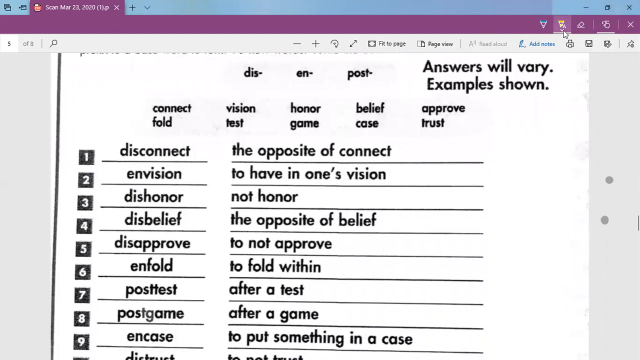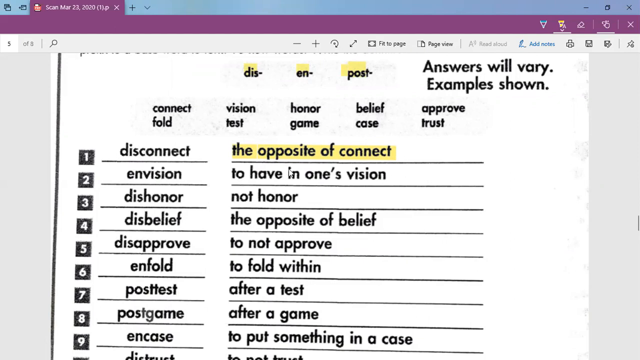So we are using the prefixes dis, en and post. All right. So we have the words connect, vision, honor, belief, approve, fold, test, game, case, trust. Right, so number one says disconnect. What is it? The opposite of connect, of course. Number two says envision. To have in one's vision.